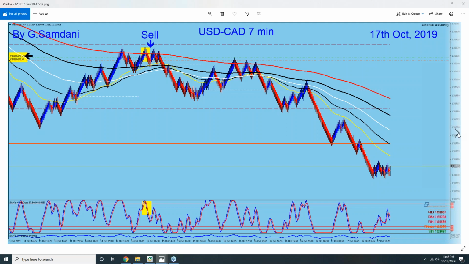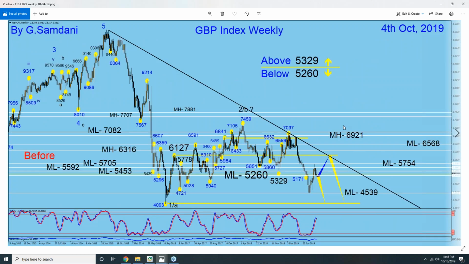What is the reason? First, the pound. This is the pound index chart. I made it on the 4th, when we were at 52.60, saying that if we stay below 53.29 and go below 52.60, this is where we're gonna go to the downside, 40.93. If we stay above 52.60 and go above 53.29, we go to the upside.